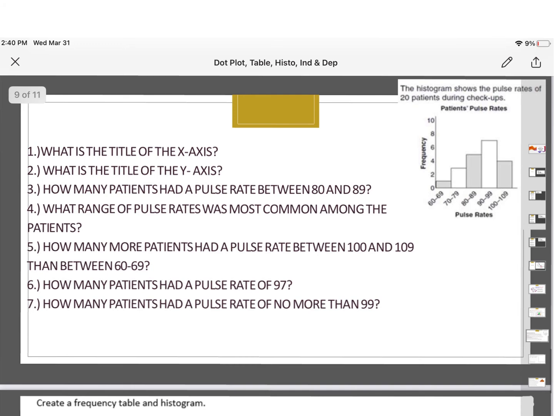Okay, so first they want to know what is the title of the x-axis. So remember we said the x-axis was the one that's horizontal. So the title is pulse rates. They then asked for what's the label of the y-axis, so y to the sky. They called that one frequency.